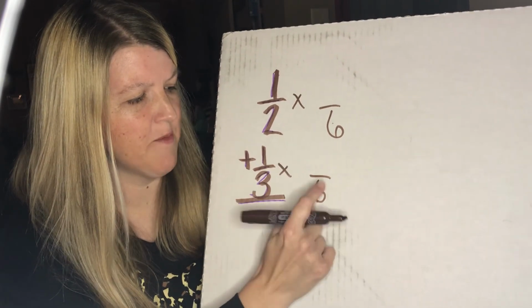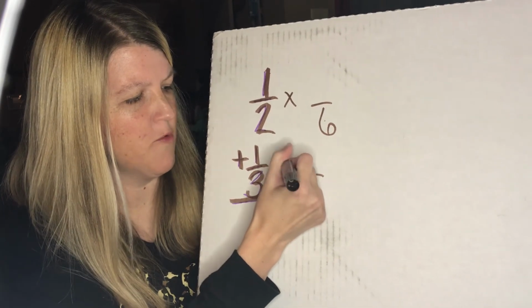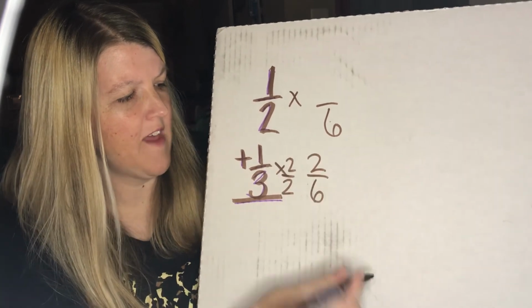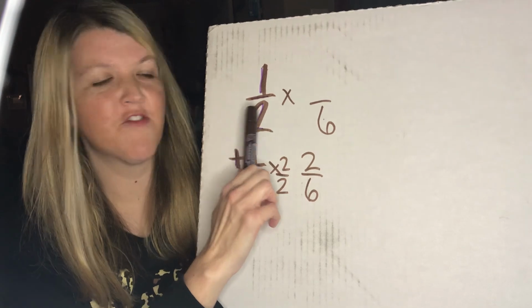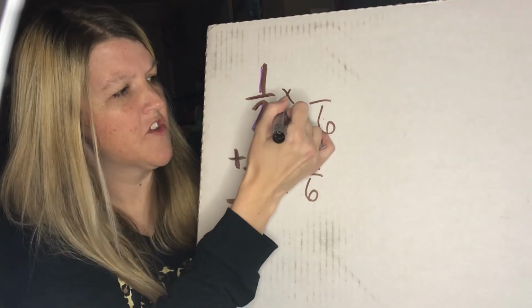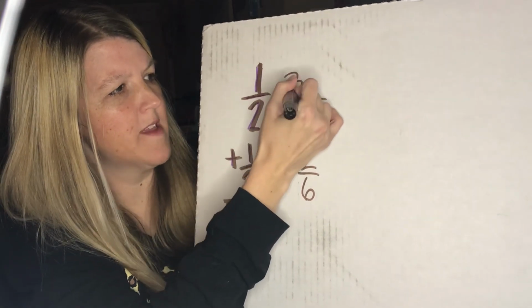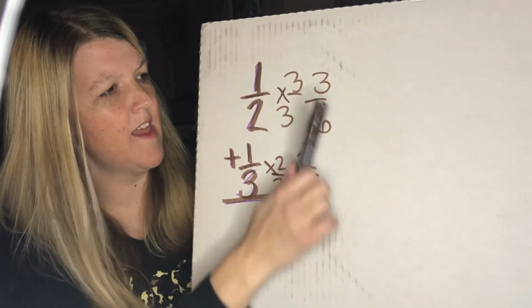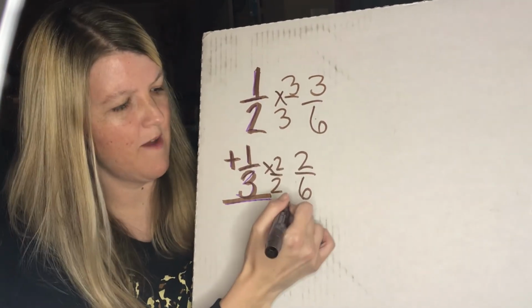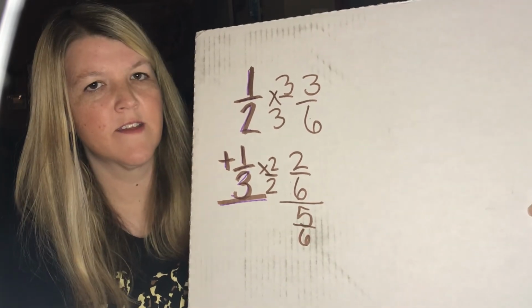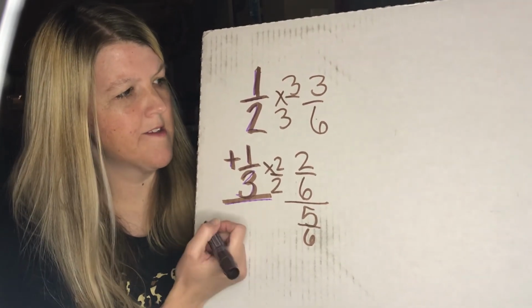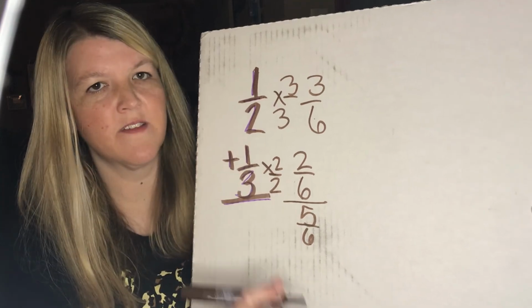So since 3 times 2 gives me 6, I have to multiply the 1 times 2. So that gives me 2/6, so that's equivalent to 1/3. And then 3 times 2 gives me 6, so I'd multiply the 1 times 3. So now I've got 3/6 plus 2/6, so I've got common denominators. So that gives me 5/6. So that's going to be adding fractions.